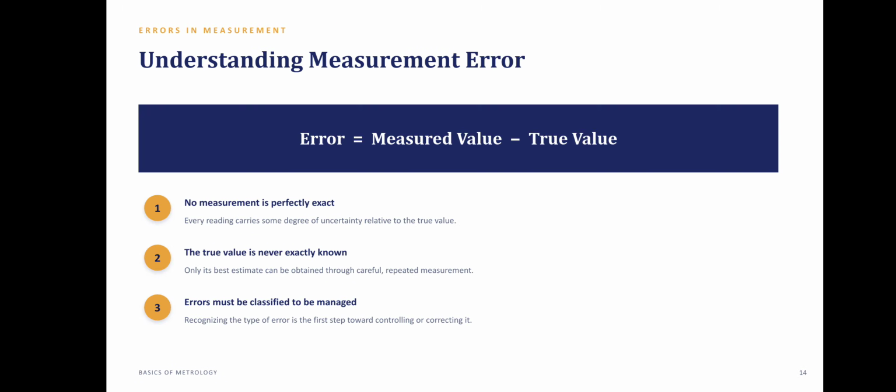So for each workspace or workstation, the environment is very important due to the actual input values and the output values we take. Understanding measurement error: the formula to find the error is error equals measured value minus true value. A very important formula: error is equal to measured value minus true value.